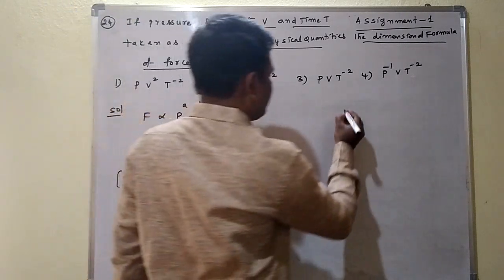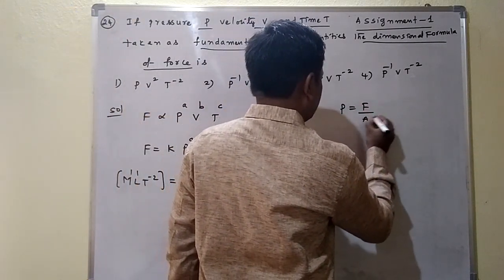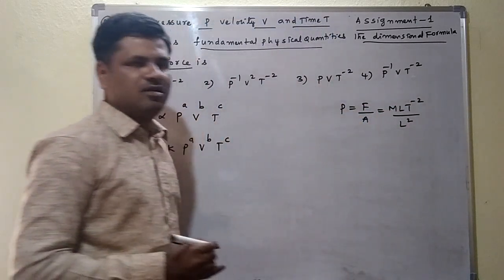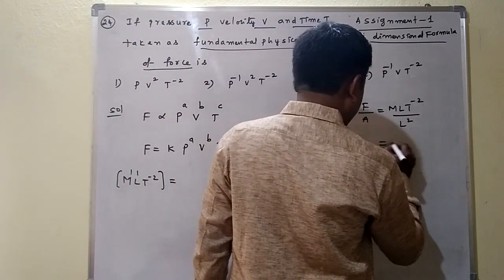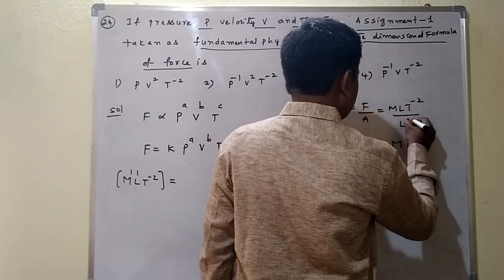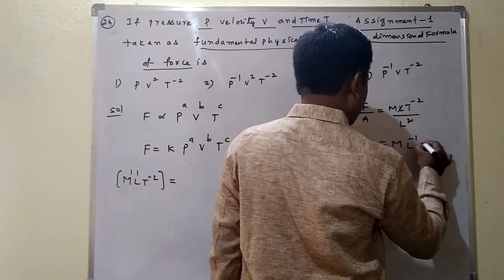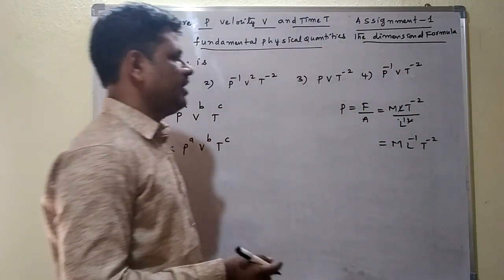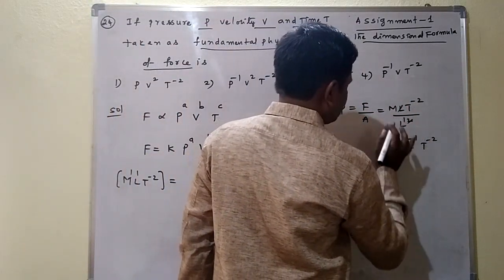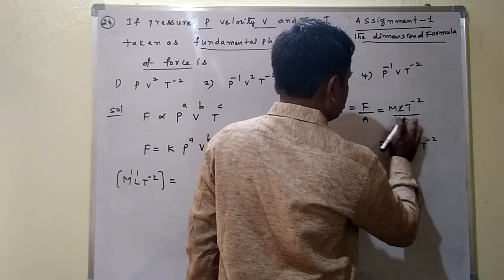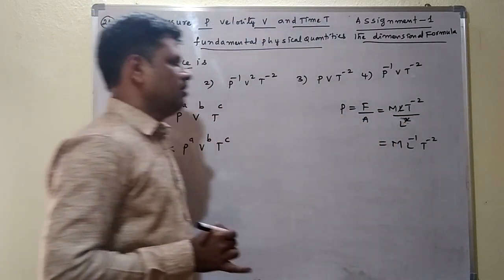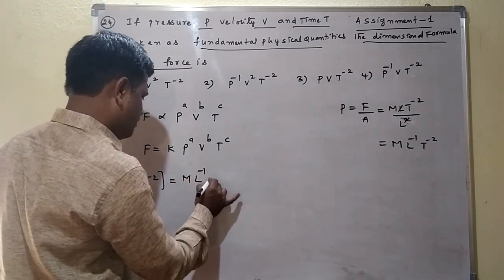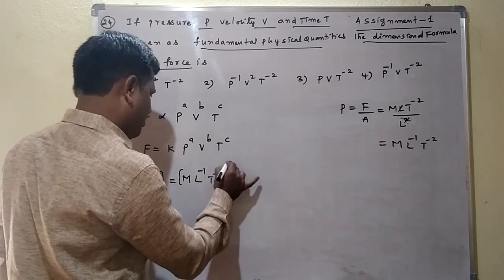Pressure is equal to force by area, so M L T power of minus 2 by L square, as the area dimensional formula is L square. So what do we get? M L power of 1, this L cancels, L power of 1 remaining is taken into the denominator, giving L power of minus 1, and T power of minus 2 remains. That is the pressure dimensional formula: M L power of minus 1, T power of minus 2, whole power of A.